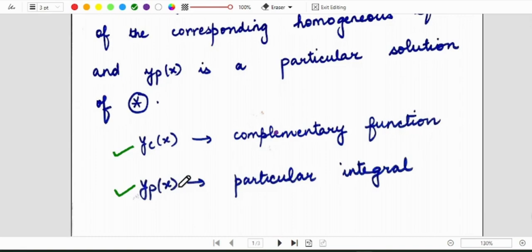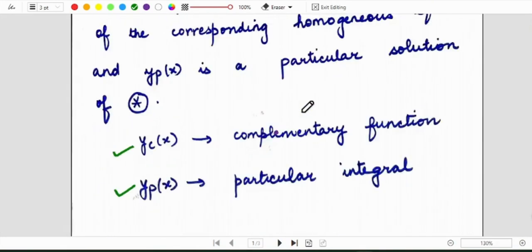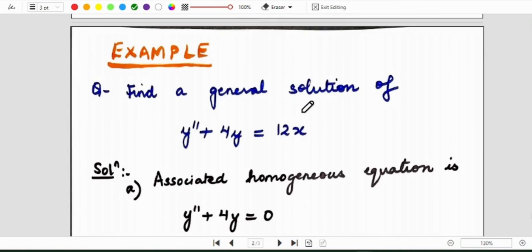So the general solution of a non-homogeneous equation has two parts. You calculate yc(x), and you calculate yp(x). yc(x) is nothing but the general solution of the associated homogeneous equation, which you know how to do, and yp(x) is a particular solution which we'll be learning how to obtain depending on the equation given. Let's first understand this idea through a simple example.